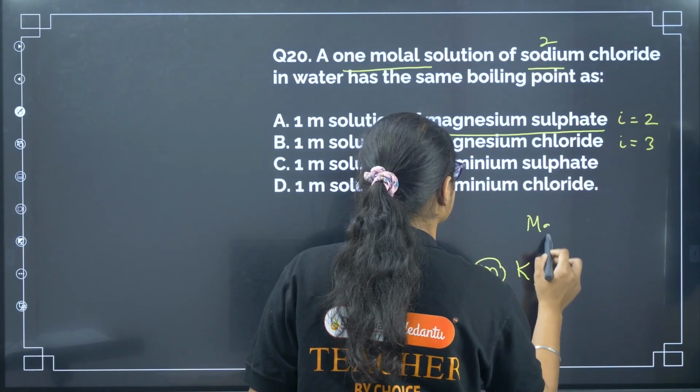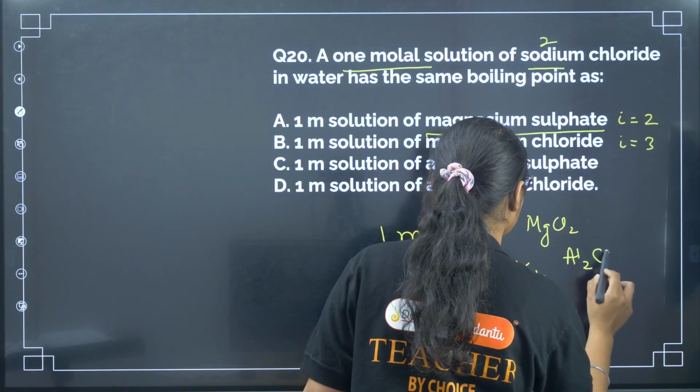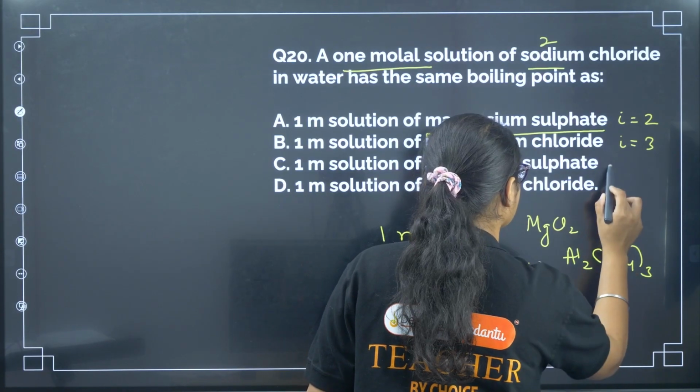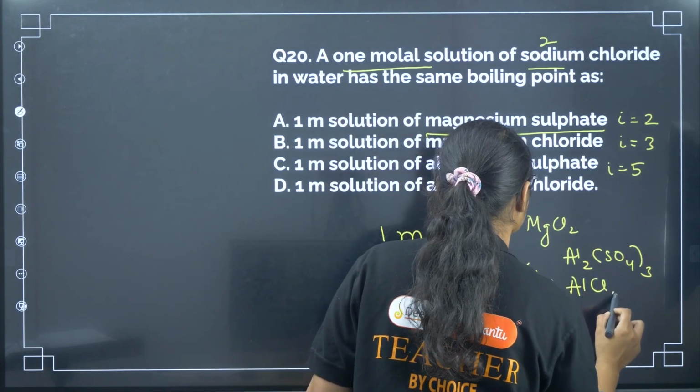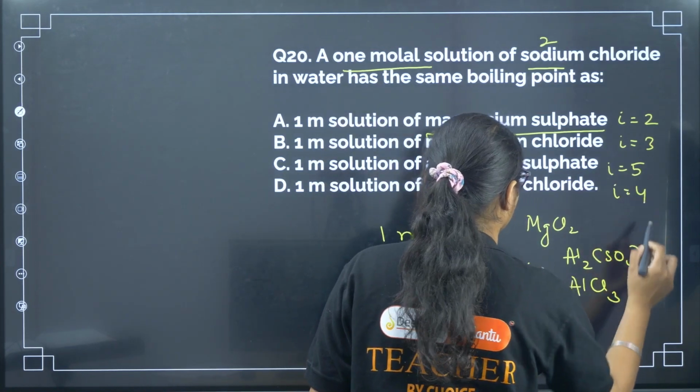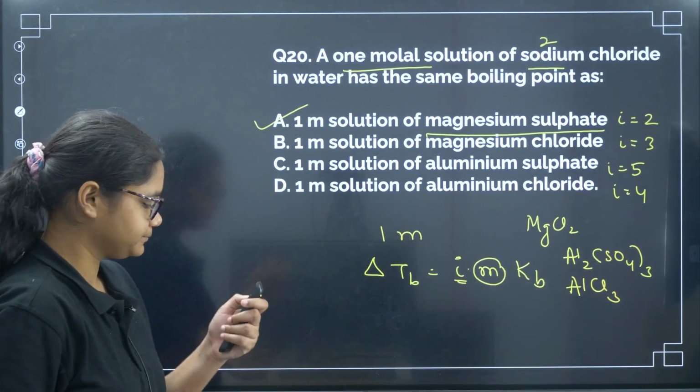Here i will be 3. Magnesium chloride formula is like this, we get 3 ions. Aluminium sulfate is Al2(SO4)3, so here the i value is 5, and here it is aluminium chloride, so the i value is 4. So the correct answer for this question will be option number A.